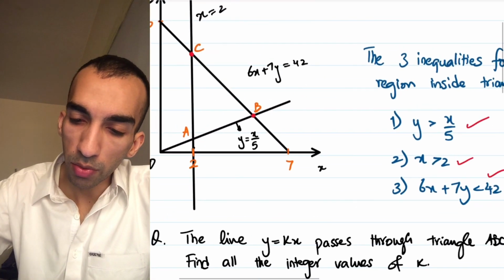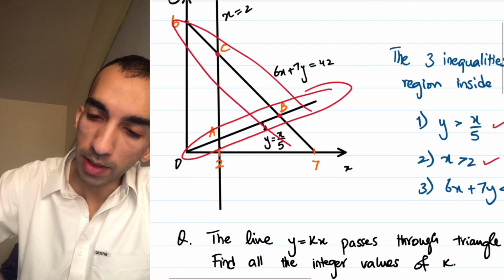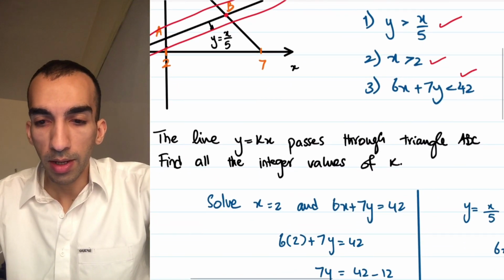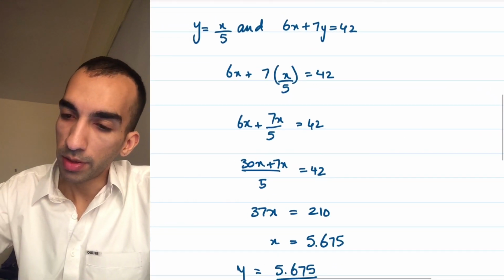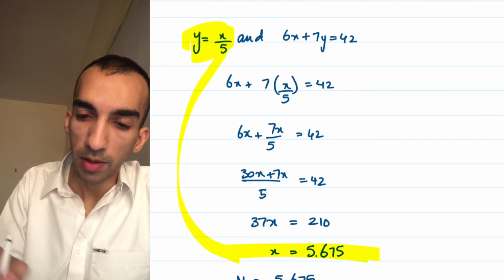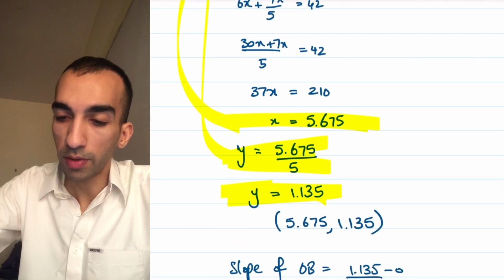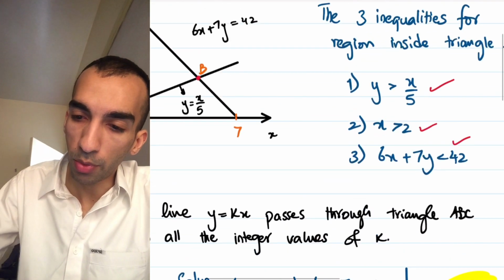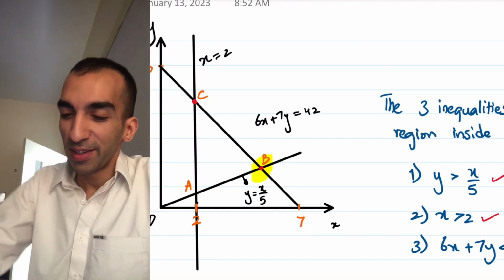So in order to find B, we're going to equate this line y equals x over 5 with this line, which is 6x plus 7y equals 42. When I equate that, this is the value of x that I get, 5.675, and I plug that value into this equation, and this is the value of y that I get. If I solve this, it becomes 1.135. Now the point that I have is 5.675 and 1.135. This is my point B down here, right?